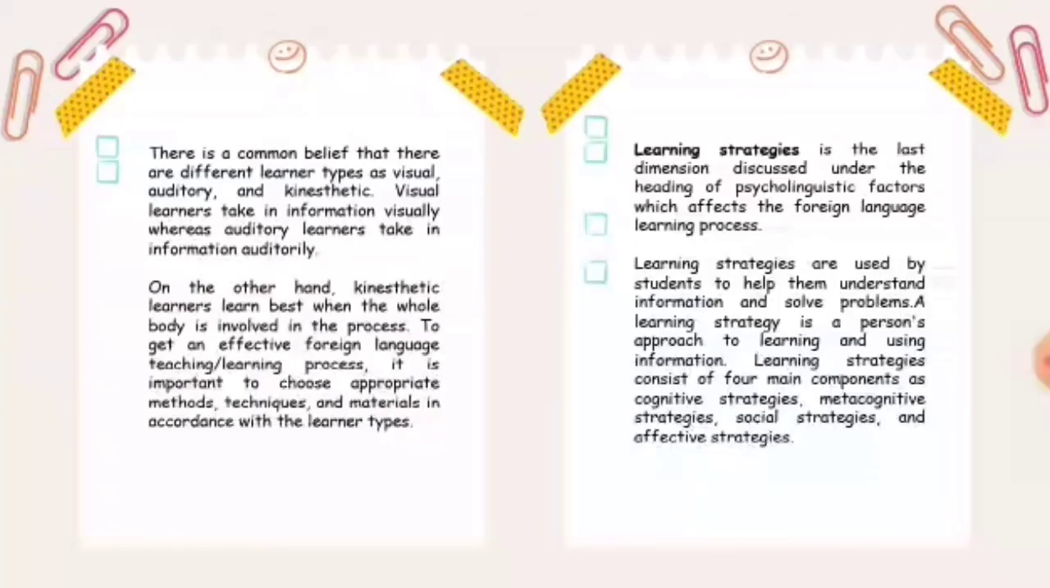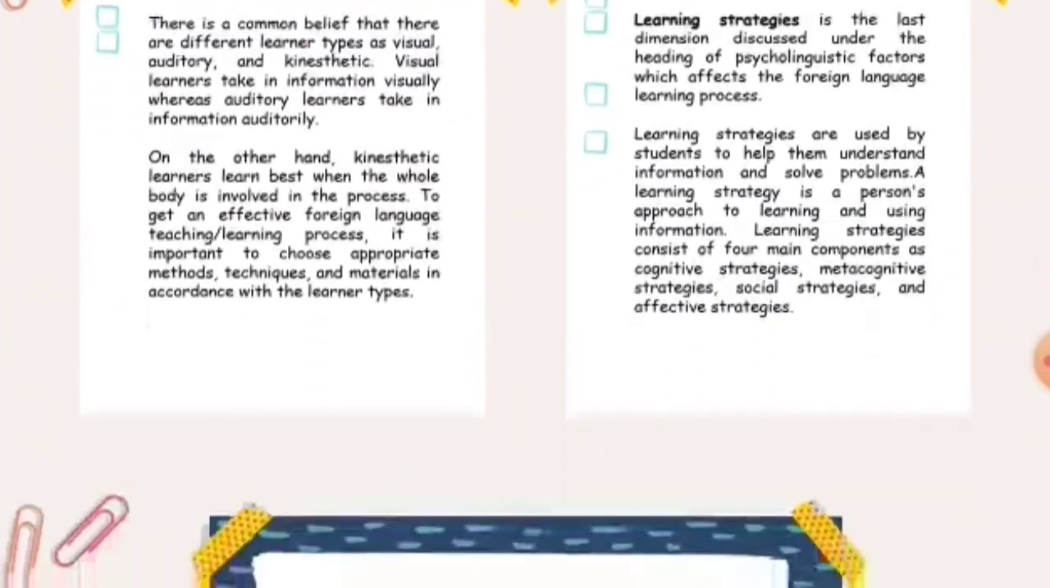So the next, there is a common belief that there are different learner types, such as visual, auditory, and kinesthetic. Visual learners take in information visually, whereas auditory learners take in information auditorily. So the last is learning strategies, the last dimension discussed under the heading of the psycholinguistic factors, which affect the foreign language learning process.